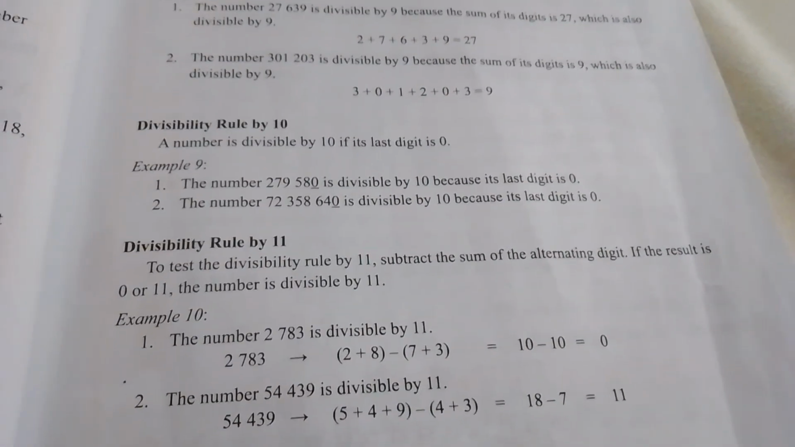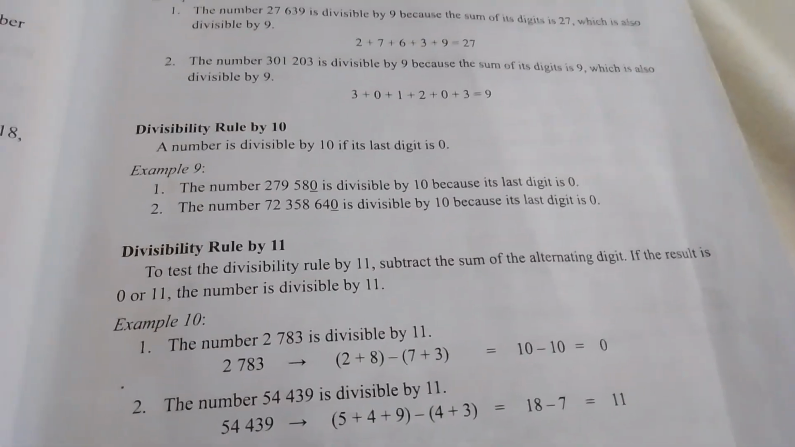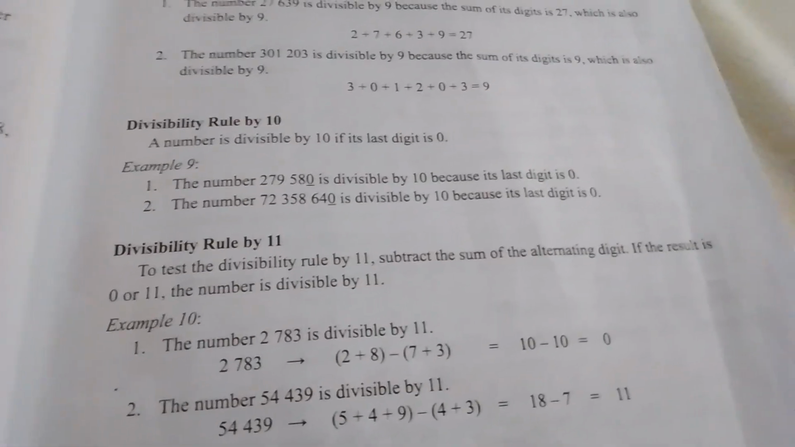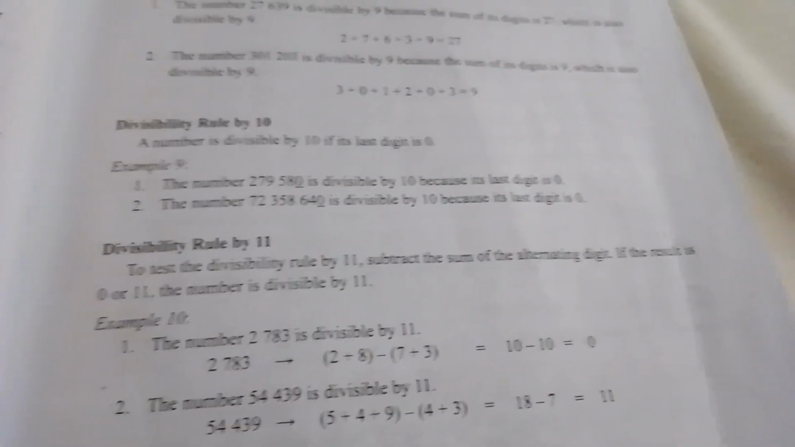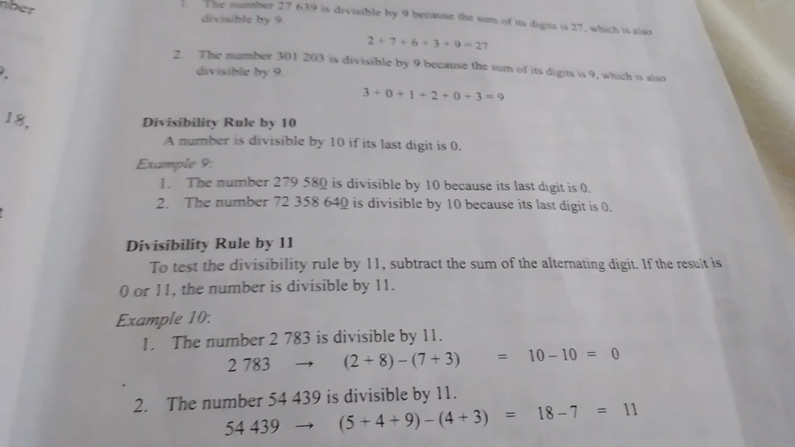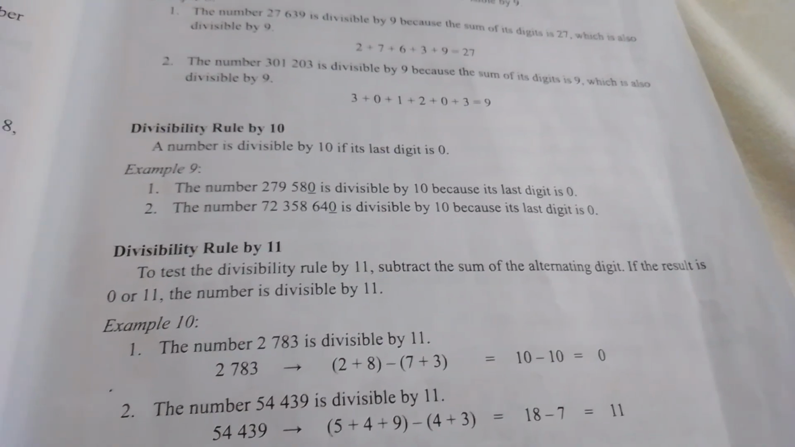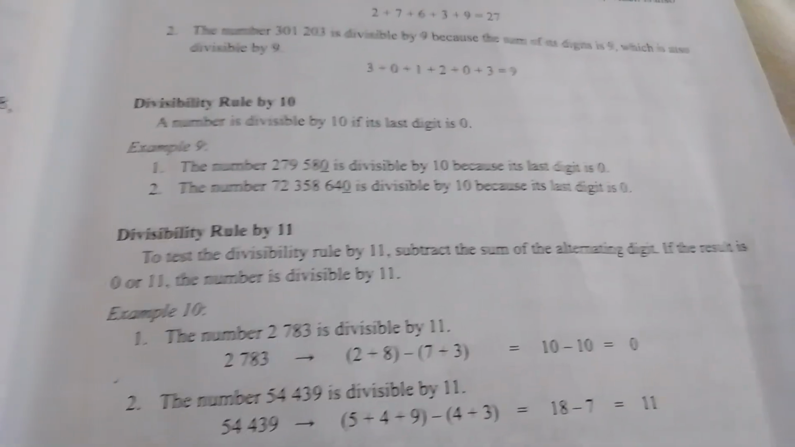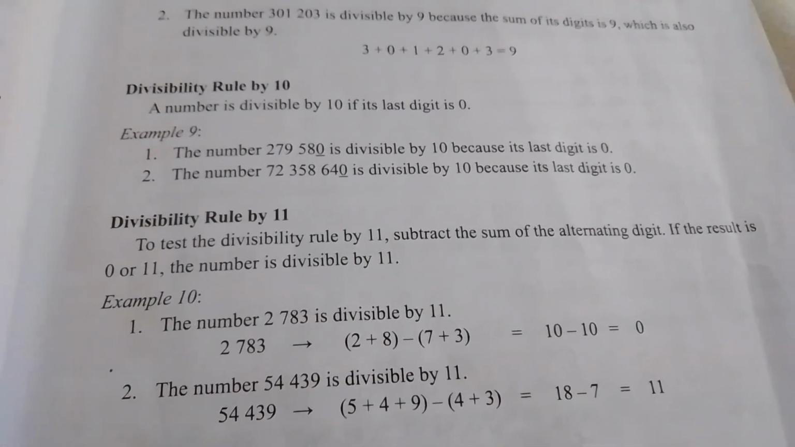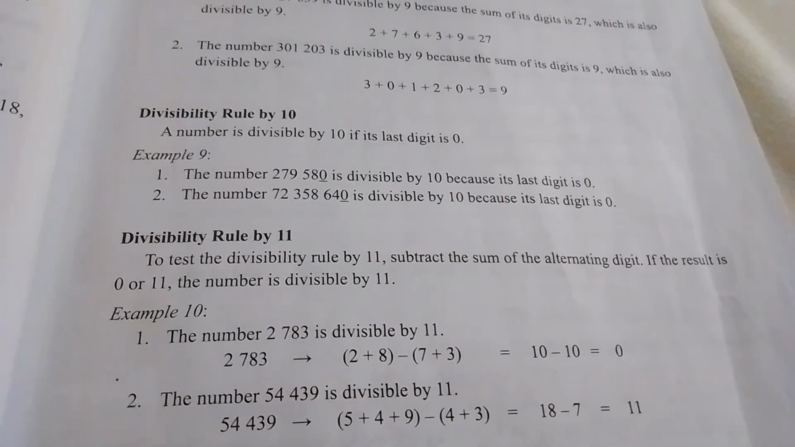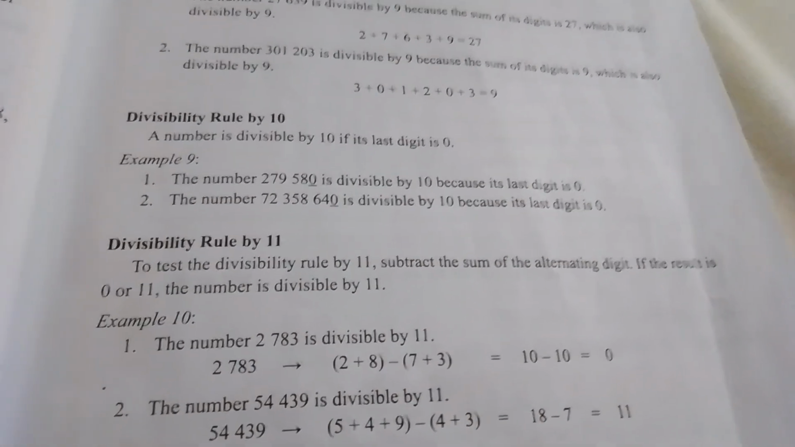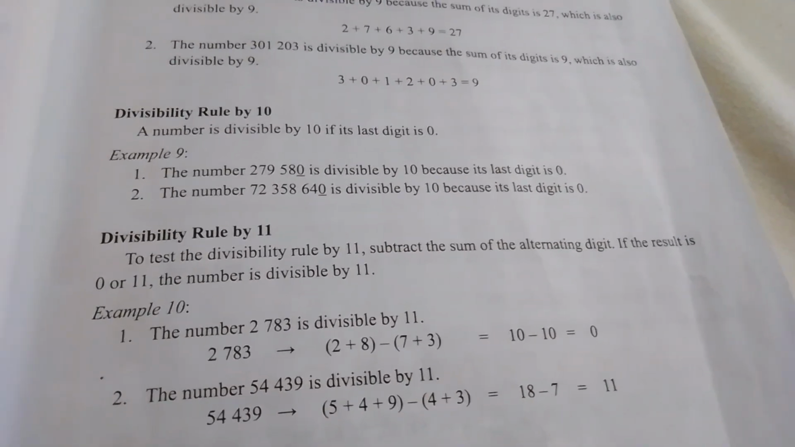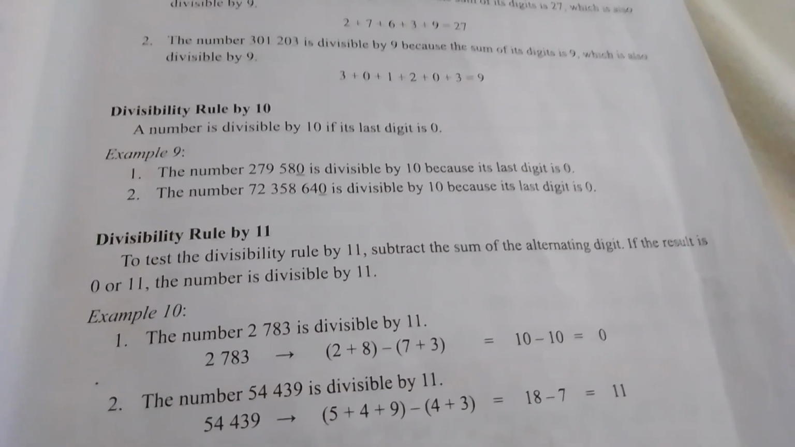There are three more divisibility rules. Let's do the divisibility rule by 10. A number is divisible by 10 if its last digit is 0. The number 279,580 is divisible by 10 because its last digit is 0. The number 72,358,640 is divisible by 10 because its last digit is 0.